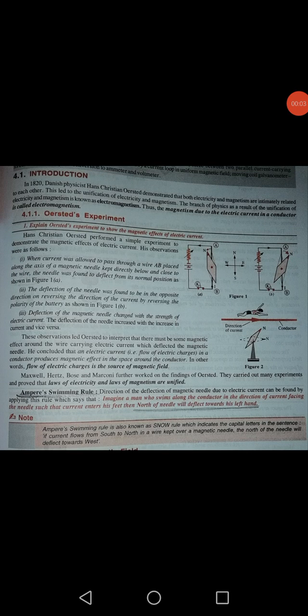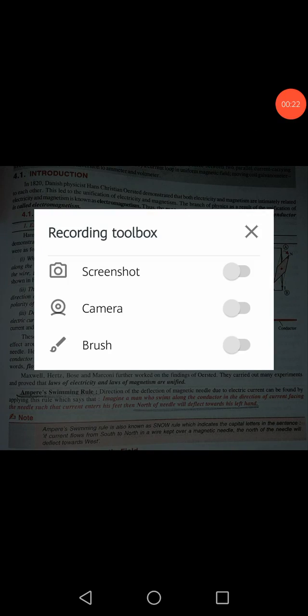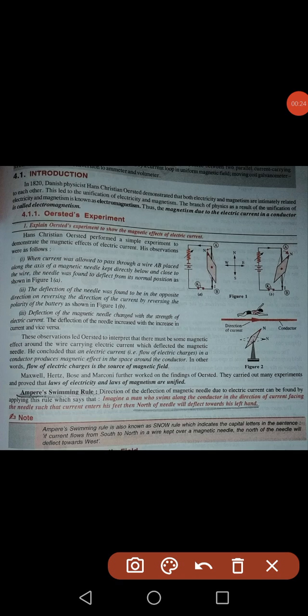So in this video we are starting chapter 4, that is moving charges and magnetism. Basically in this chapter we are discussing how the magnetic effect is related to the flow of current. First of all we will discuss Oersted's experiment.